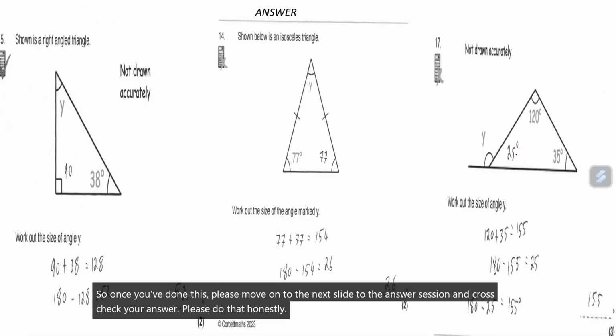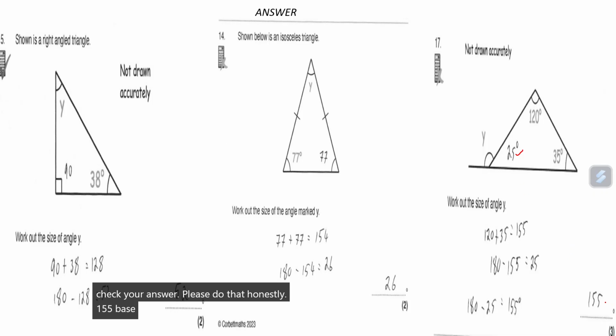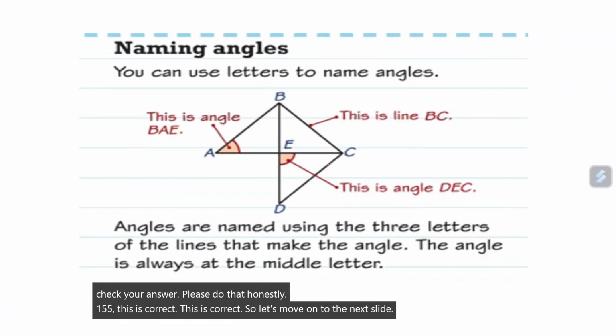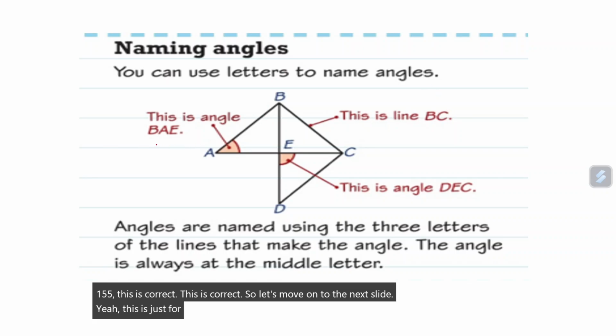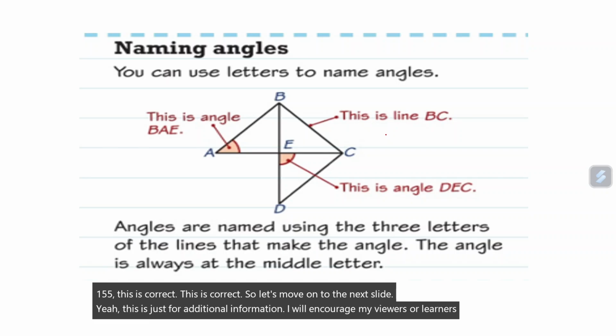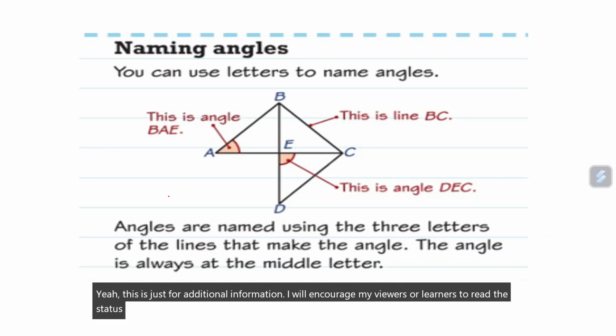155. This is correct. So let's move on to the next slide. Yeah, this is just for additional information. I will encourage my viewers or learners to read this. This is self-explanatory. I don't want us to waste much time on this slide.